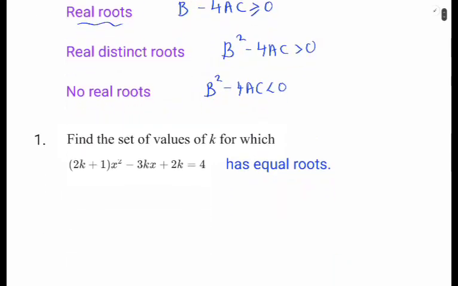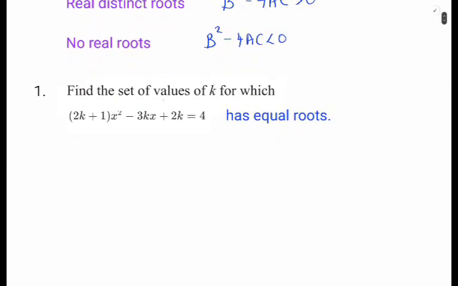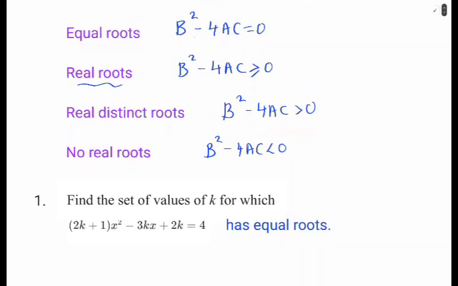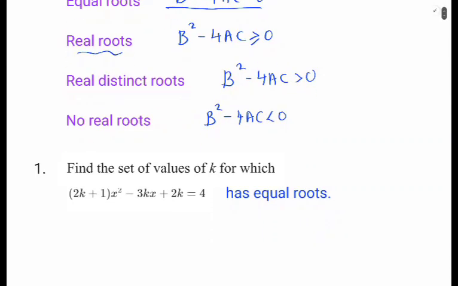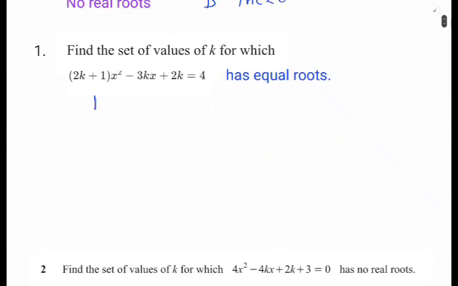Okay, let's look at one question here. Find the set of values of k for which this equation has equal roots. So equal roots means you're referring to one distinct root. So you have to use the formula b square minus 4ac equals to 0.